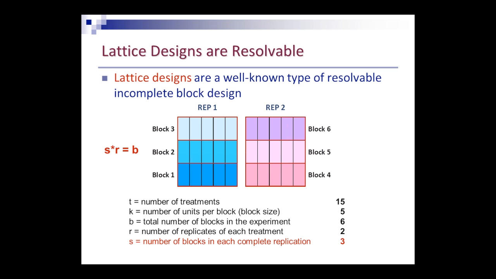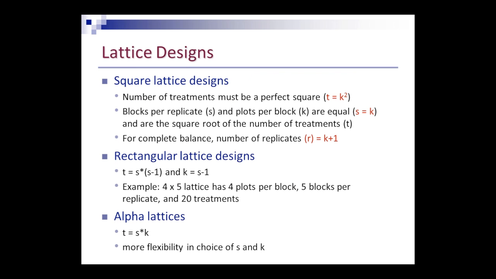We have 6 total blocks in the experiment, and we have 2 replicates of each treatment. And because it's resolvable, we have a new thing to define, and that's the number of blocks in each complete replication, S. In this case, we have 3 blocks in each replication.